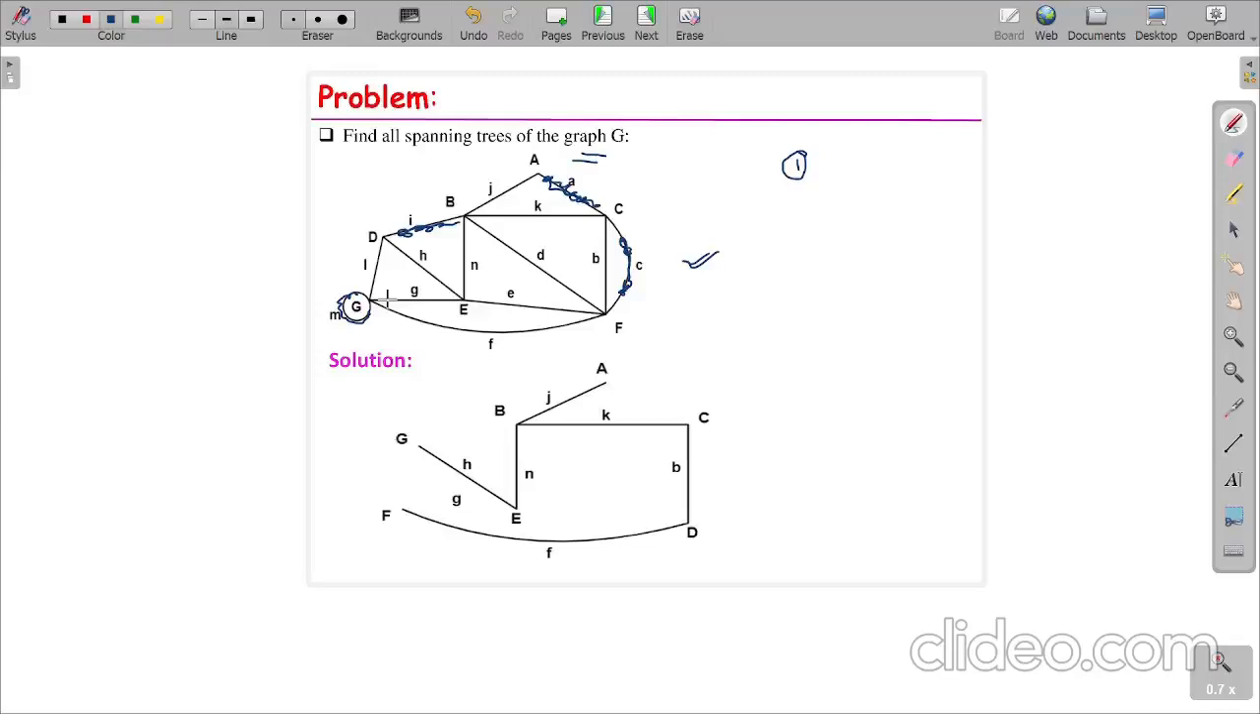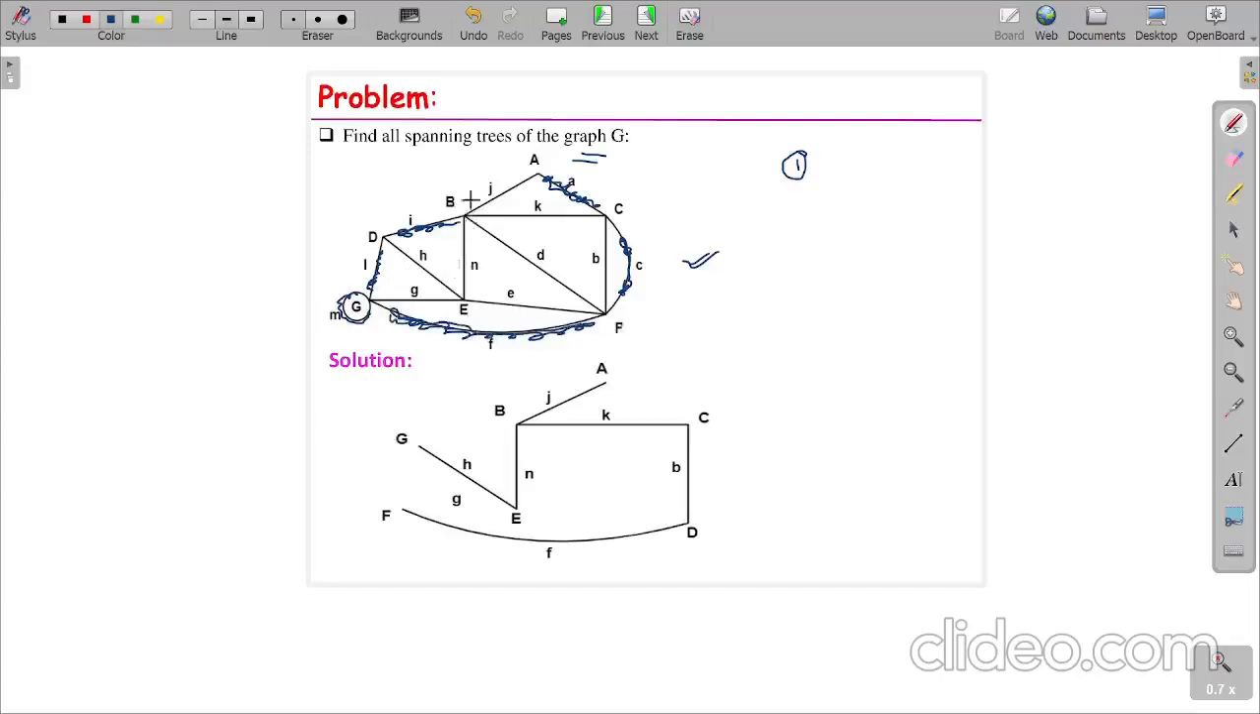Suppose we are deleting this edge. Okay. Next. So this portion is circuit free. Now we are considering this circuit, G, E, F, G. We are deleting any edge from the circuit. Suppose we are deleting this edge. Now we have this one.